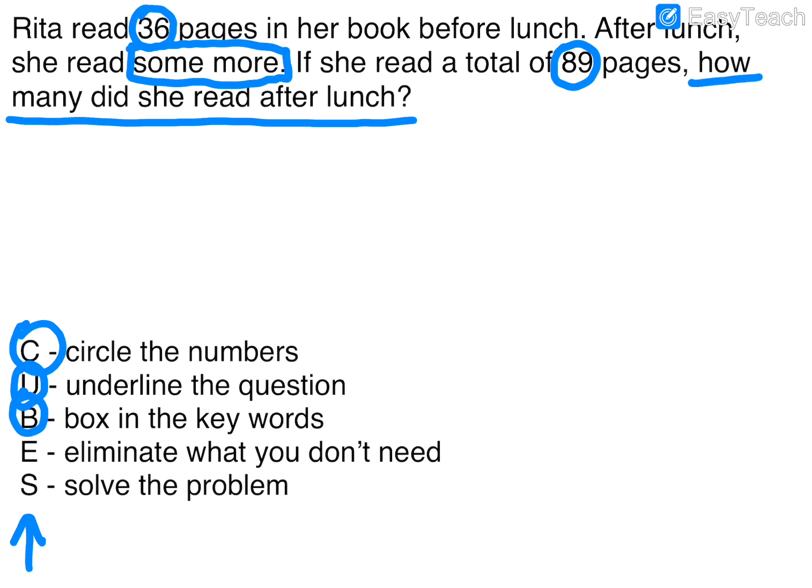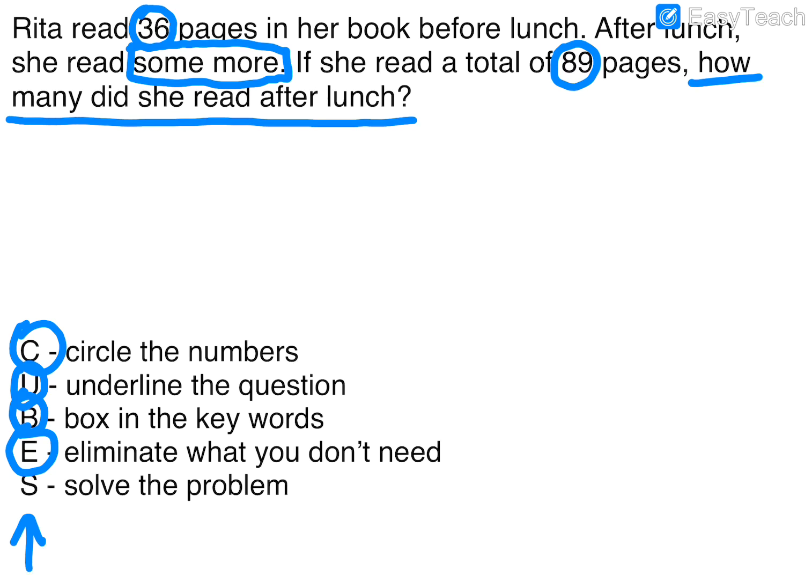If I have a group of something and I'm losing them or I'm giving them away, I'm not ever going to have more than I had to begin with. So some more means that this is going to be an addition problem. I'm getting more than I had before. E stands for eliminate what you don't need.